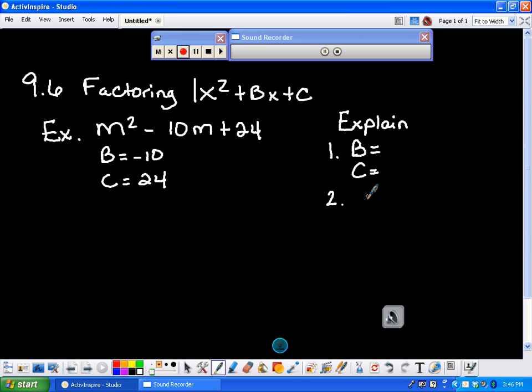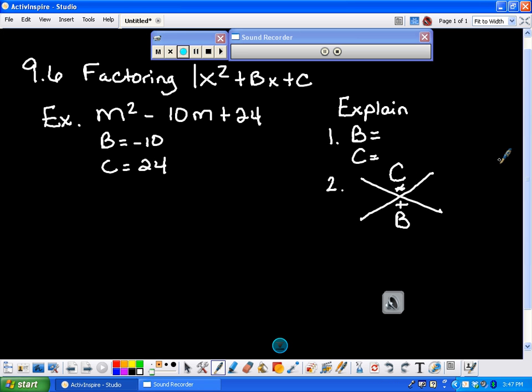Next, I'm going to create what I call a big X. I'm going to put c here, and I'm going to put b here. Now, I'm going to put an addition and a multiplication sign here, because I want to know which factors multiply to give me c and which factors add together to give me b. And I'm going to put those factors here. So I'm going to create my big X.